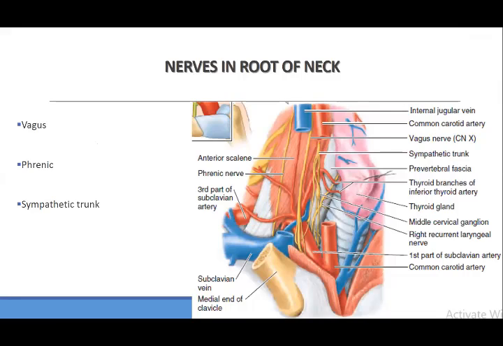Okay. Before we go on to the nerves that are present in the root of the neck, because these will be the last structures, are you with me? Do you have any questions? Do you have any questions, Peter?